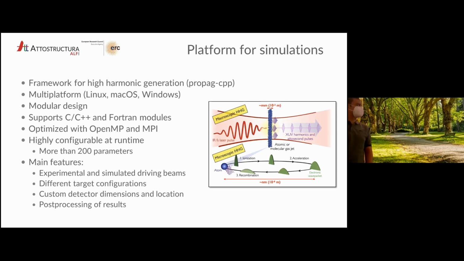The framework is highly configurable at runtime. That means that we don't have to rebuild the software to run very different simulations. So with a single program, we can simulate high harmonic generation in the screen and also in gases and many circumstances. And the main features of our framework that we can highlight are that it allows us to use experimental and simulated driving beams, different target configurations, different detector configurations, and it also has some features that allow us to analyze the results.